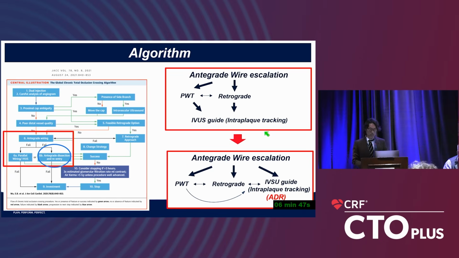However, recently, the algorithm was changed a little bit. When I negotiate the guide wire to the distal, if that fails, we consider the parallel wire technique, retrograde, or IVUS-guided ADR. That's why the priority of ADR is much higher compared to previously.